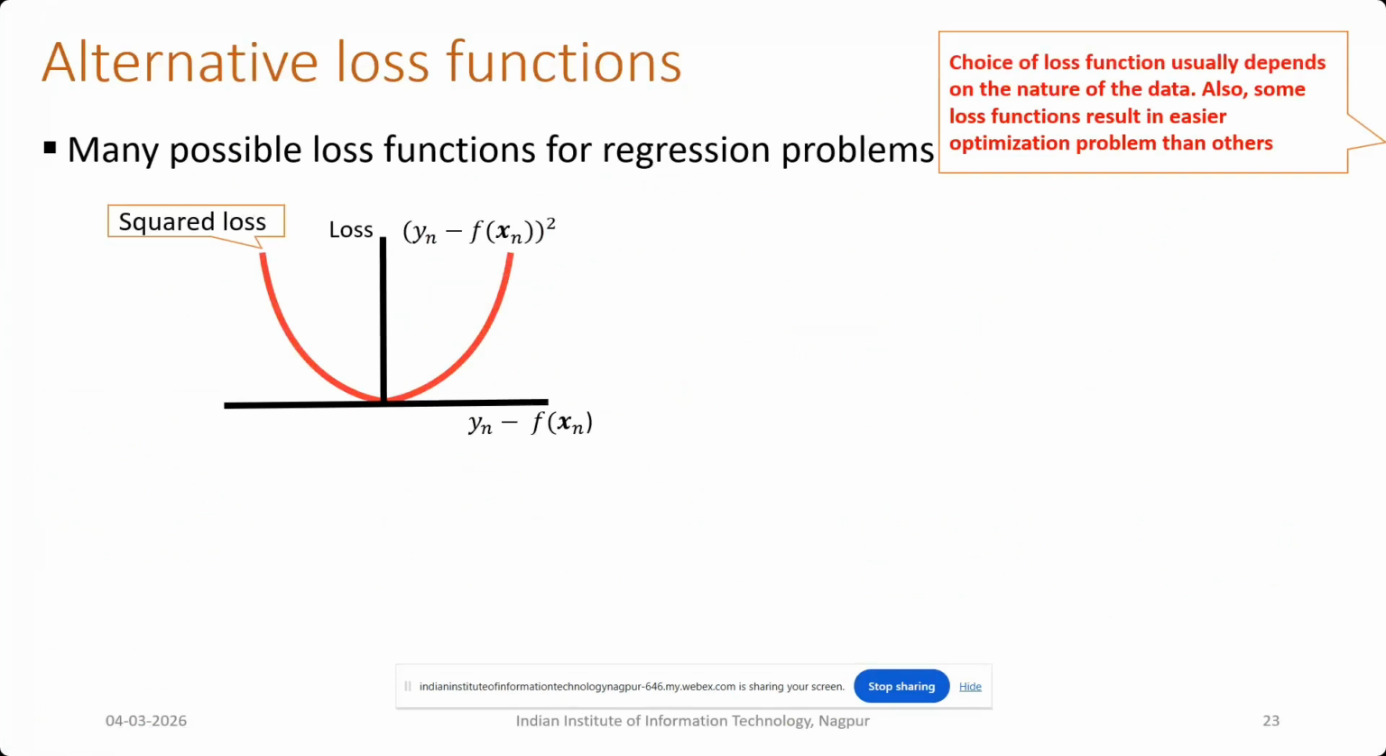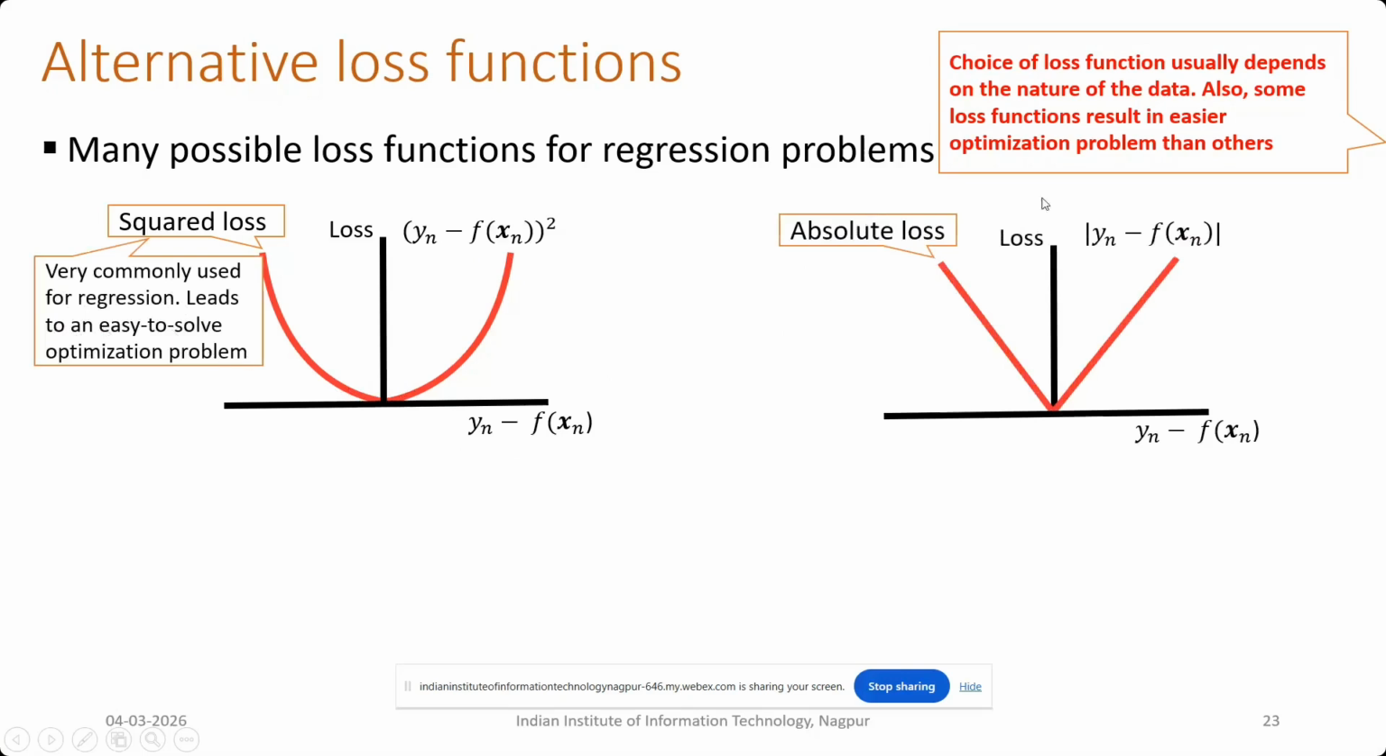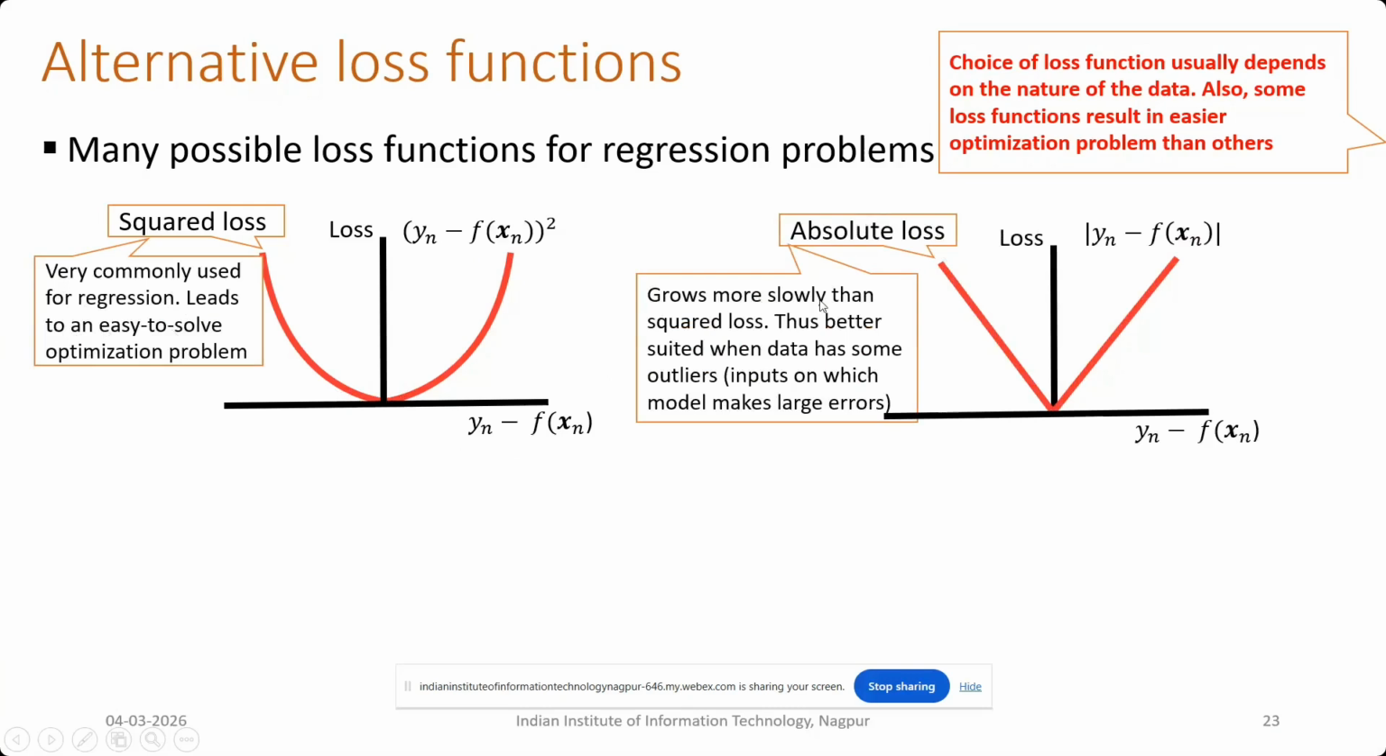As you can see here, for larger loss, it is generating more error with respect to zero. For small values of the error, you can see that it is smoothing well. This is very commonly used for regression and leads to an easy to solve optimization problem. The second one here is the absolute loss. You can see that it grows more slowly than the squared loss. Obviously the squared function is not applied over here, thus it is better suited when the data has some outliers.